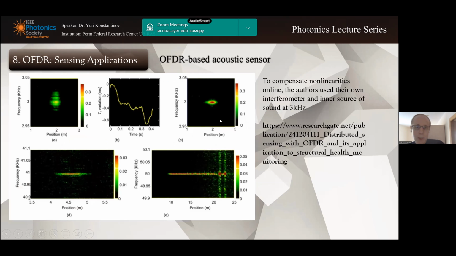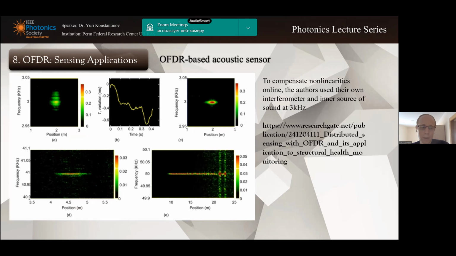Well, another application of the OFDR is acoustic sensing. I'm not sure that the operation of OFDR-based acoustic sensors could compete with the characteristics of OTDR sensing in general. But we have some very interesting results in our research paper.